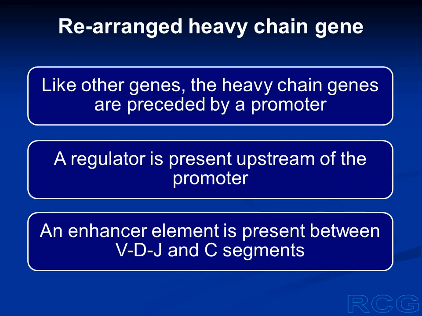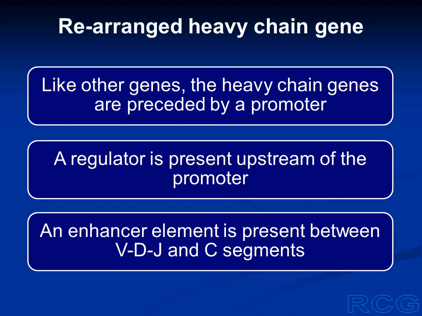So the complete genes for light chains and heavy chains are formed by rearrangement of genes. Now, if we look at the complete gene for a heavy chain, it has got different regions, different segments. Every gene is preceded by a promoter. So the heavy chain gene is also preceded by a promoter site or a promoter region. And just upstream of this promoter region, there is a regulator also.